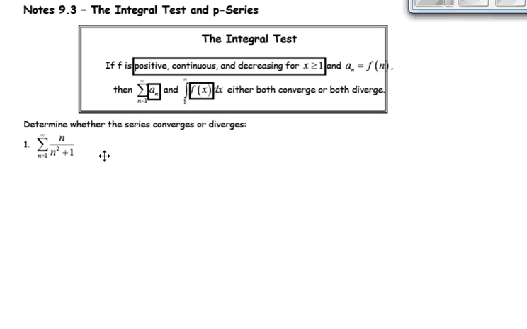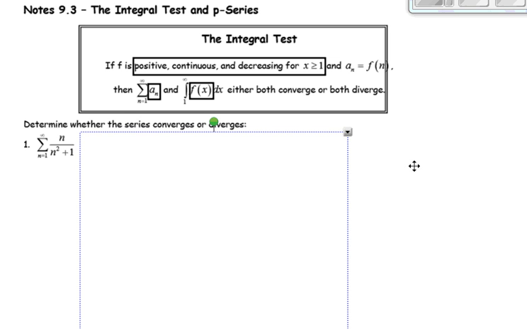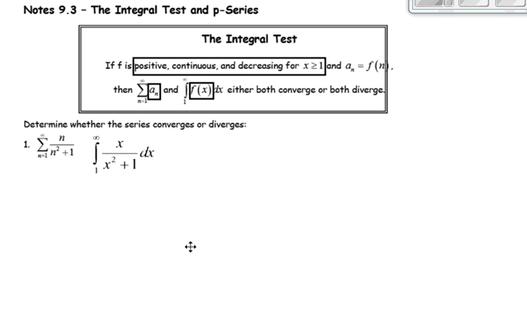Okay, so the first thing that we're going to do is make this n over n squared plus 1 a function of x, and we're going to look at the integral. So looking at the summation, it's going from 1 to infinity. So we're going to look at the integral from 1 to infinity of x over x squared plus 1. And then using our integration techniques from the last unit, we're going to find the integral of this improper integral.